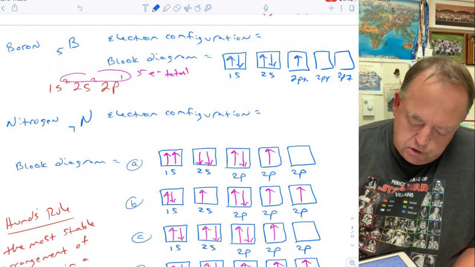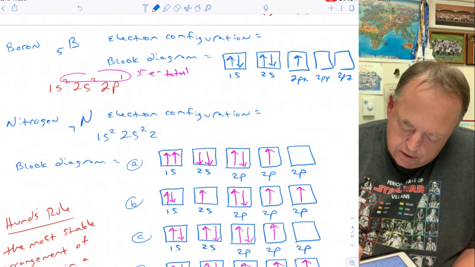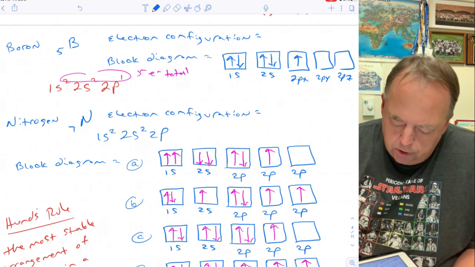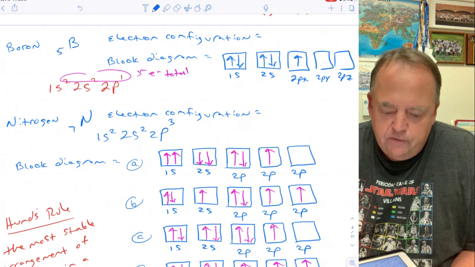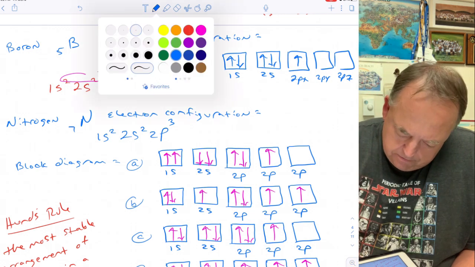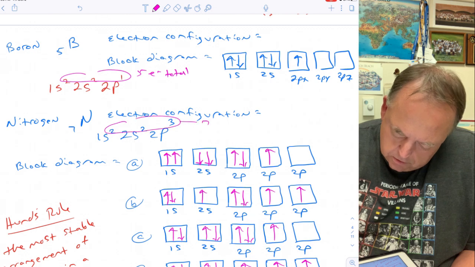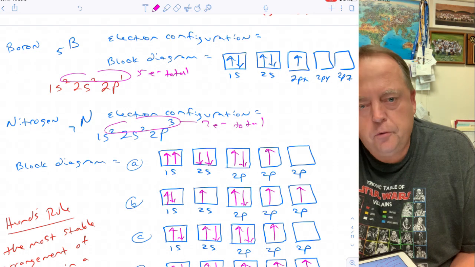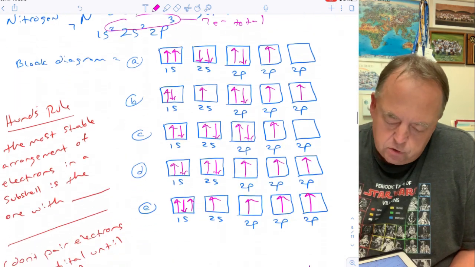Okay, so nitrogen with 7 electrons, so it'd be 1s2, 2s2, that's 4 electrons, 3 more to go, so put 3 in the p orbitals, and that would be 7 electrons total. Right, so you fill a shell before you move to the next shell. Okay, so if we drew a block diagram, so what does it look like?